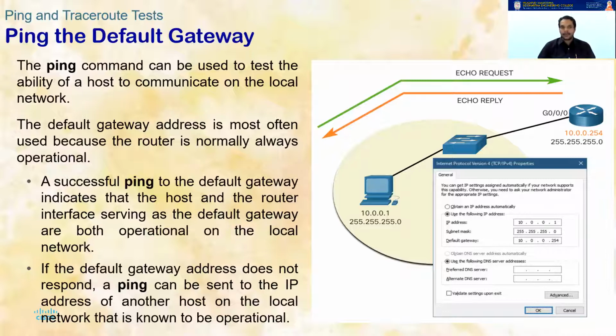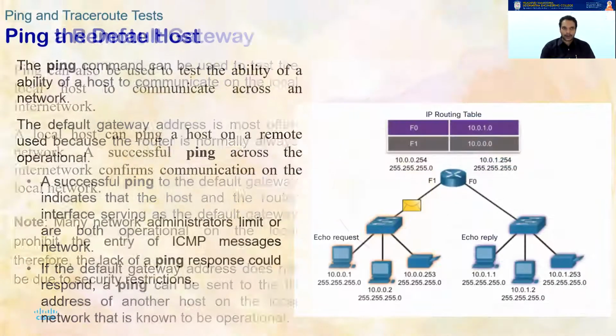When you send a ping to the default gateway and it is successful, you come to know that the default gateway is operational and the router is operational. If in any case you do not receive a successful ping back, we would like to check with other hosts on the same network which we know are functional. This is how you ping the default gateway to check whether everything within your network is operational or not.